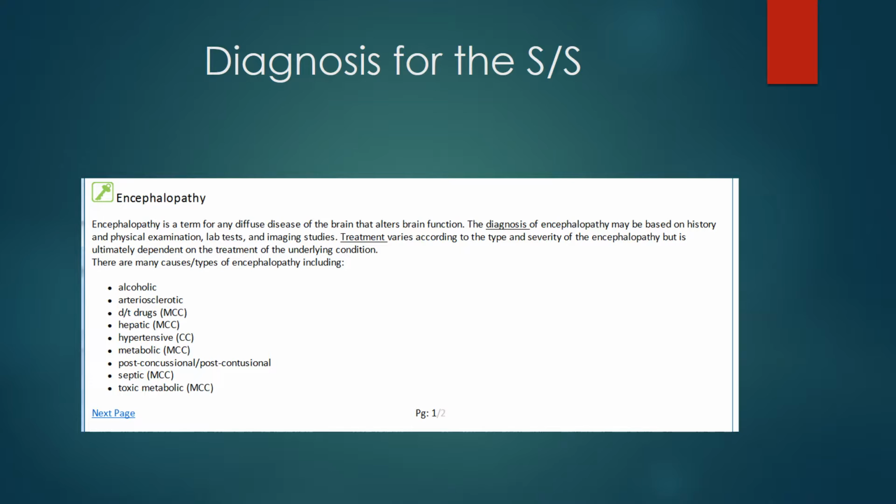So there are different types of encephalopathy. There's alcoholic, arteriosclerotic, hepatic for those that may have cirrhosis, hypertensive for those non-compliant patients that don't take their medications for their hypertension, maybe even post-concussional for those people that have been injured.